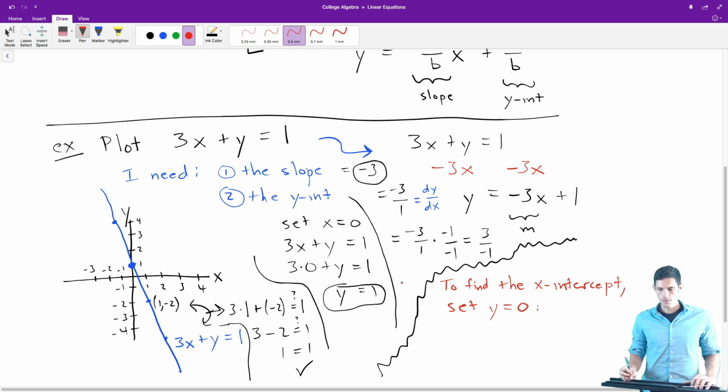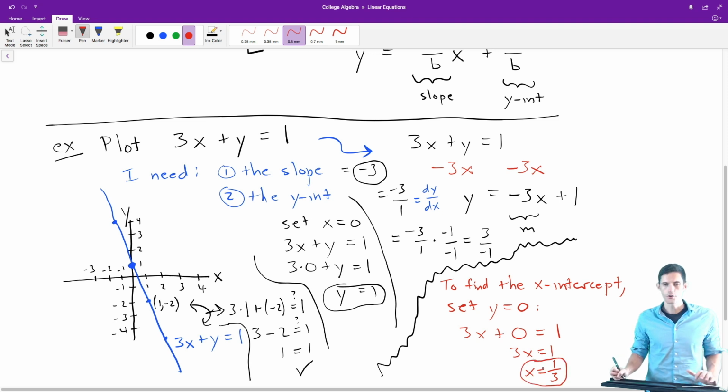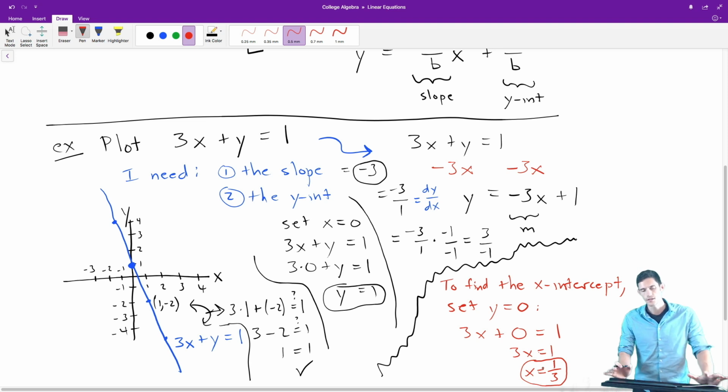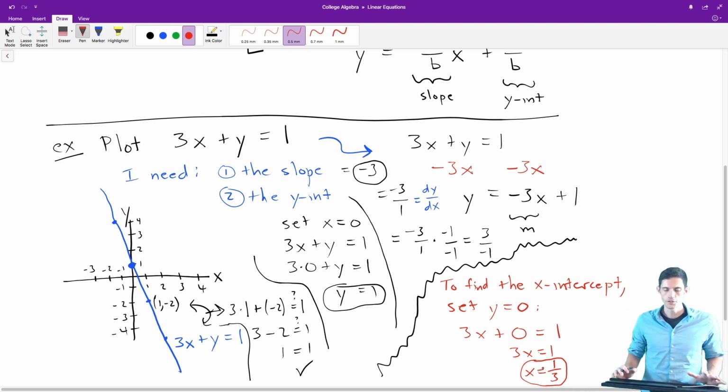So the original equation is 3x plus y, and y is 0. And that's equal to 1. So 3x equals 1. So x equals 1/3. And so that's another thing you can do to check your work. Find the x-intercept, even though they didn't ask for it, and then look at your graph and make sure it makes sense. Does it look like my line is crossing the x-axis at x equals 1/3?